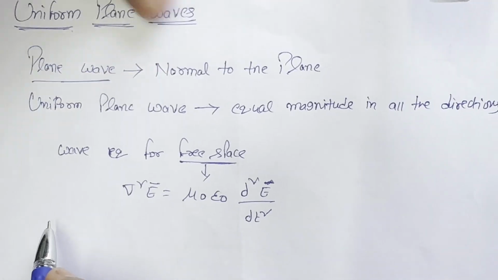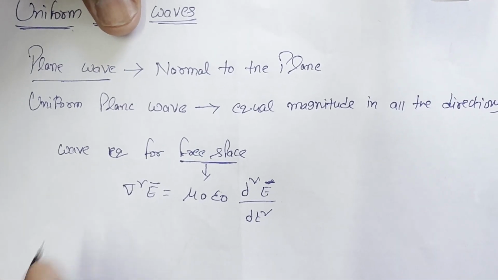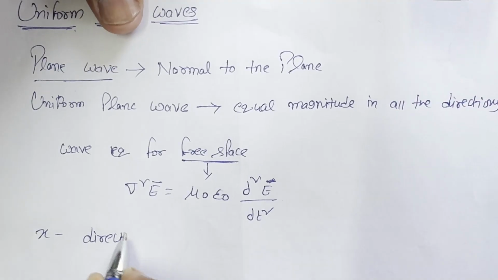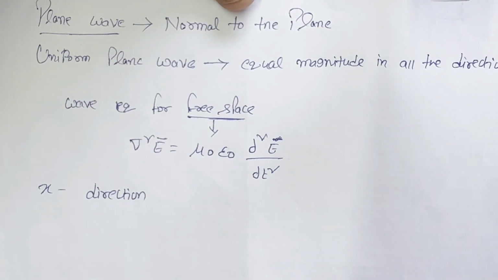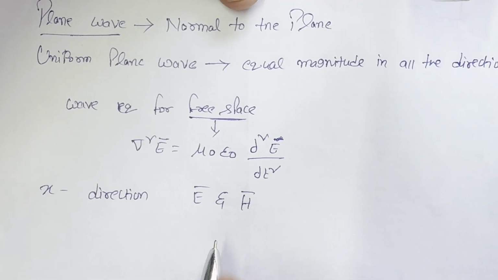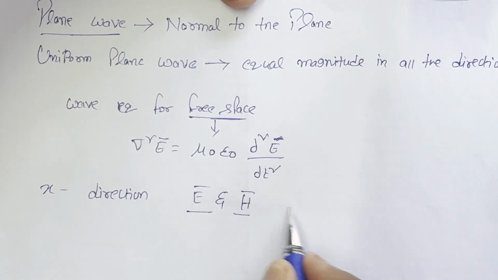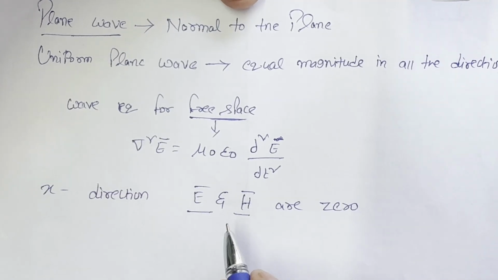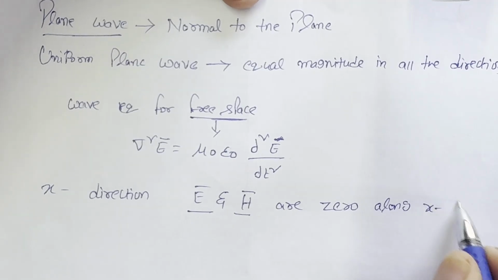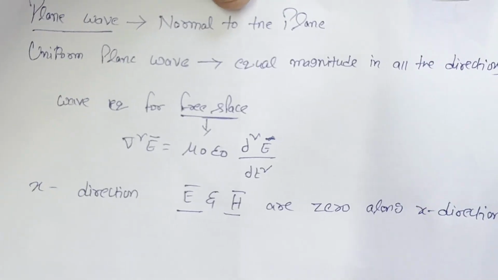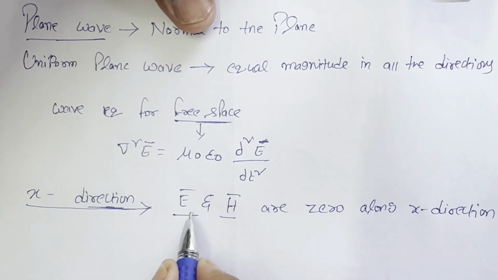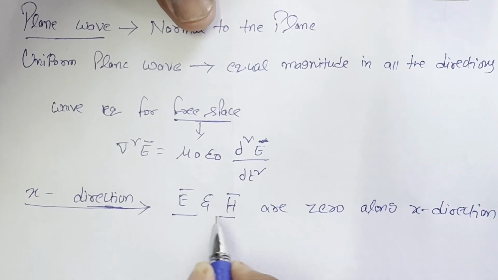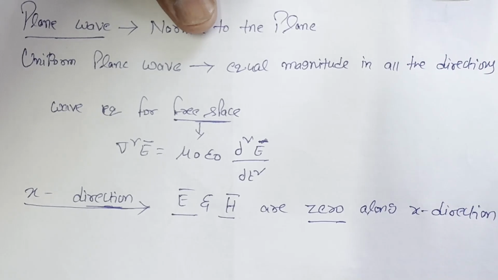Now let us assume that a wave is traveling in x direction. Then the space variations of E bar and H bar are 0 along that direction, that is, along the x direction.